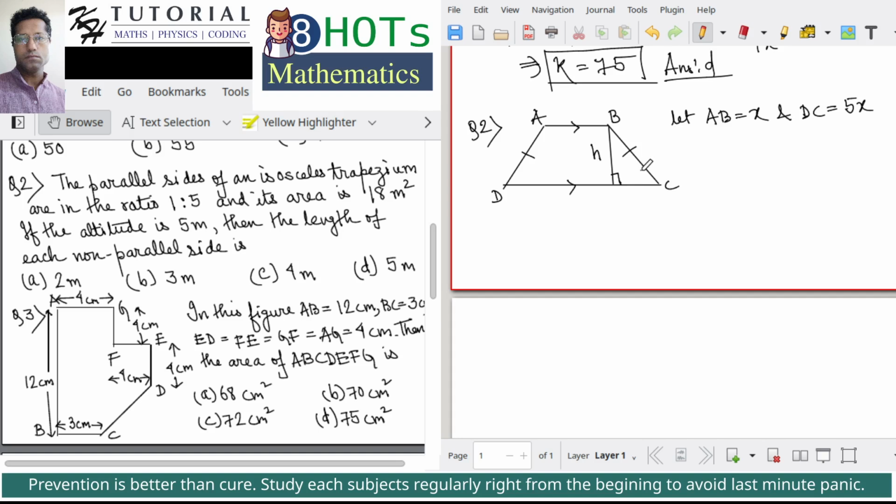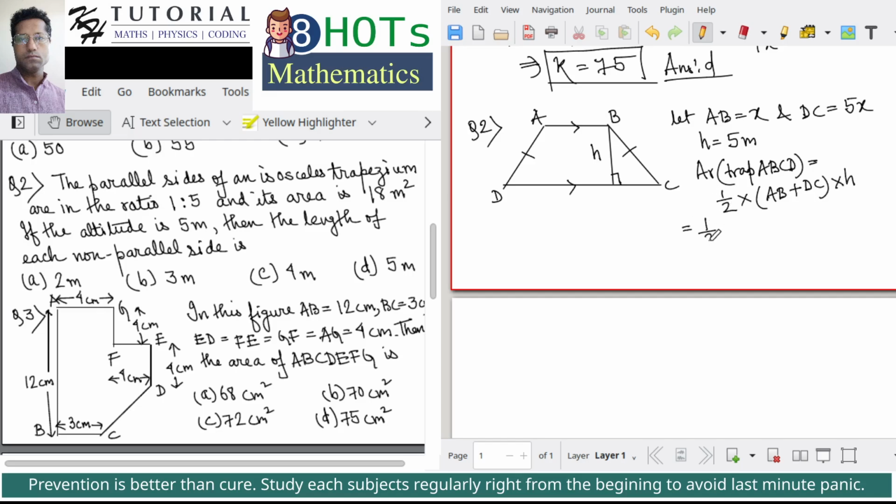Okay. Now the altitude is already given, h is 5 meter. Also the area is given as 18 meter square. Now altitude is given, area is given, we can clearly find the sum of the parallel sides. So area, in short, area of trapezium ABCD will be equal to a half multiplied by the sum of the parallel sides, that is AB plus DC, multiplied by the altitude h.